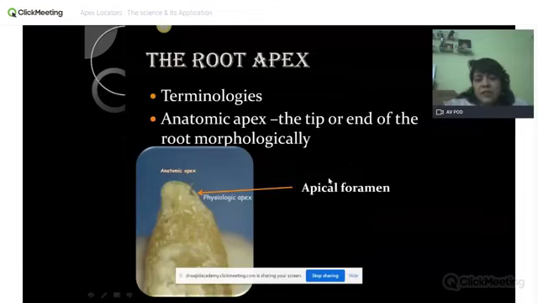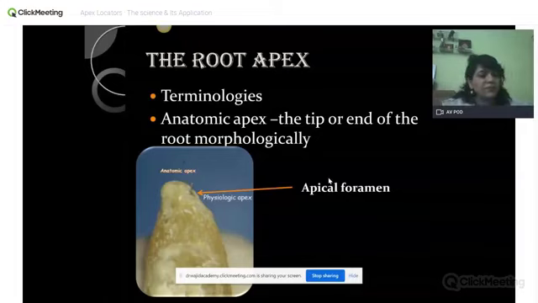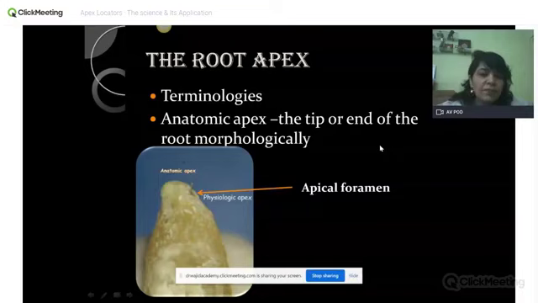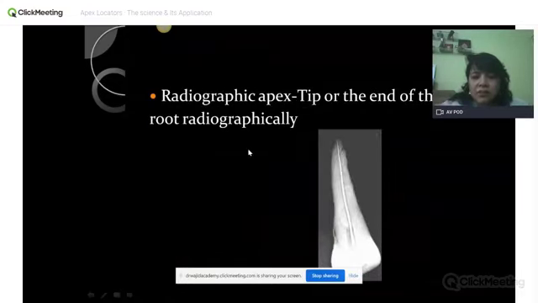Now, in order to understand the application of your electronic apex locator, you have to definitely know something about the root apex anatomy. So we have to get ourselves acquainted with the terminologies. So the anatomic apex, that is the tip or the end of the root morphologically, that is where the root of the tooth ends. And here what you can see is a stainless steel file which is jutted out from the root canal apical foramen, that is the physiologic apex. Now, all these terminologies are important for you to understand where to terminate the working length.